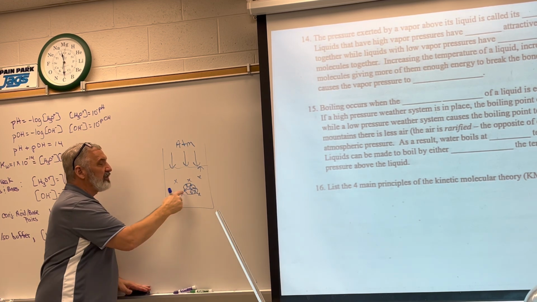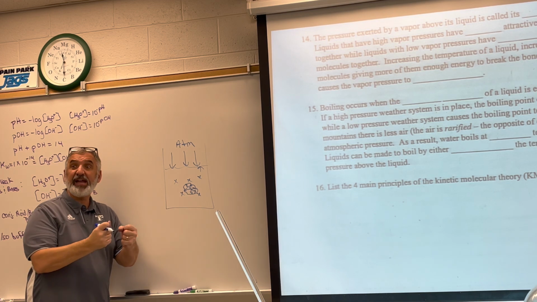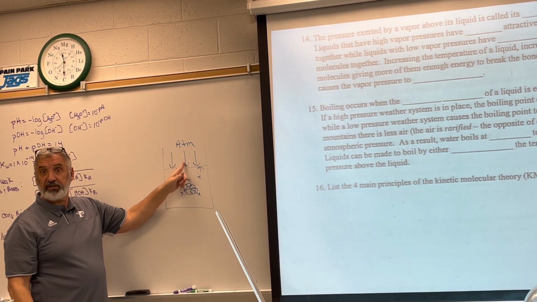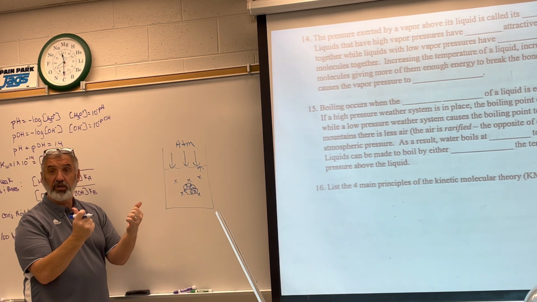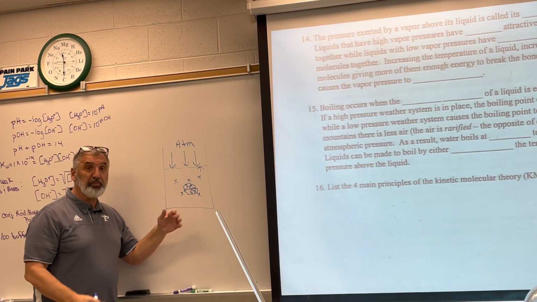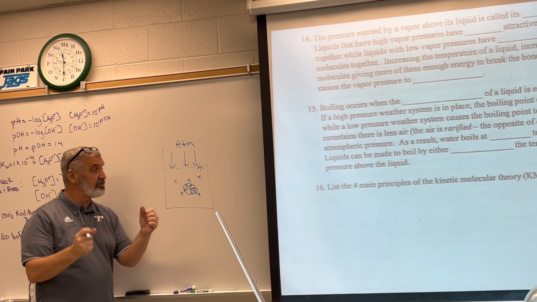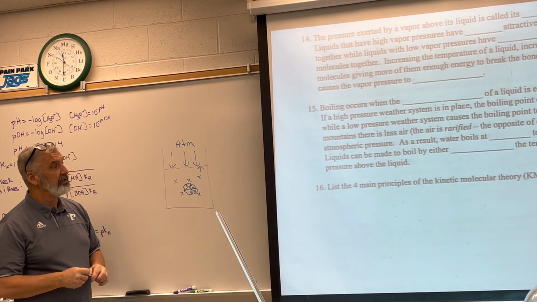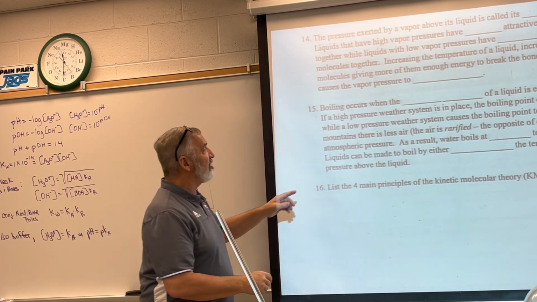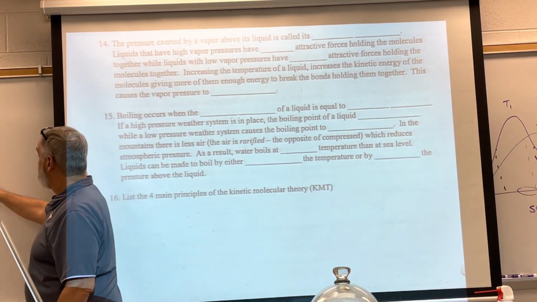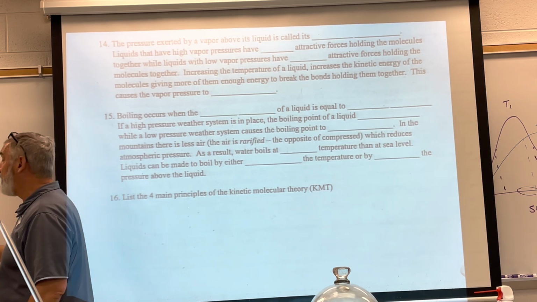So it's not until the outward push, the vapor pressure of the water, is equal to the downward push of the atmosphere. When those two equal, that's when the bubble forms and we can get boiling. Boiling is when that vapor pressure, the outward push of the water molecules, equals the downward push of the atmosphere. So if a high pressure weather system, if you push down harder, what does that mean? We have to make the vapor pressure higher.